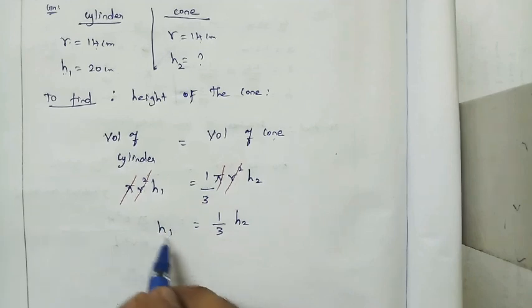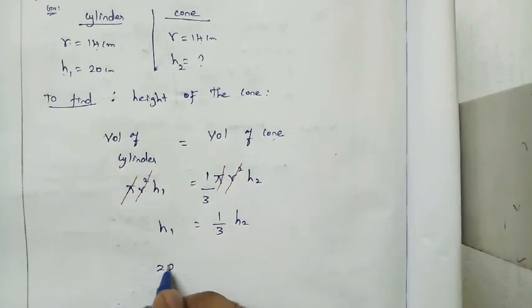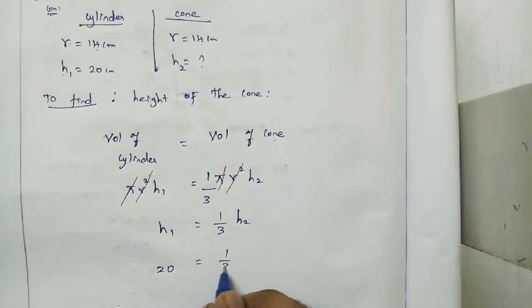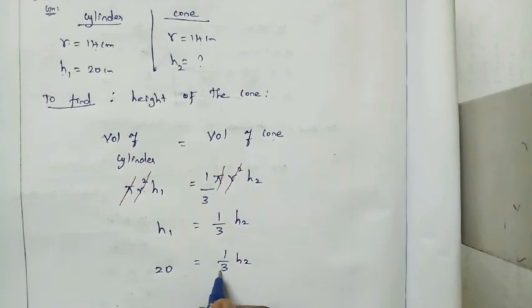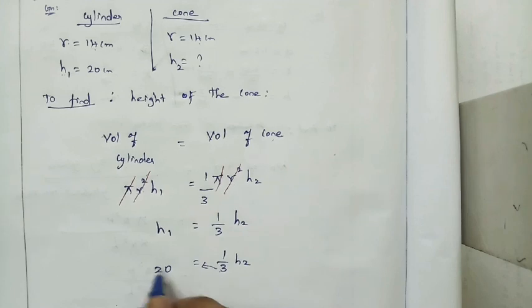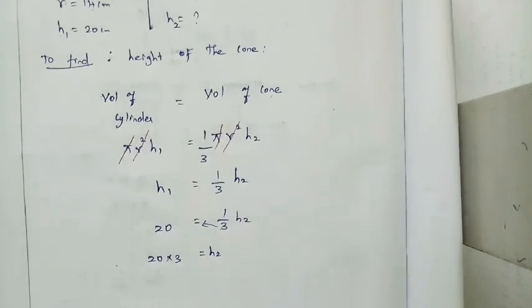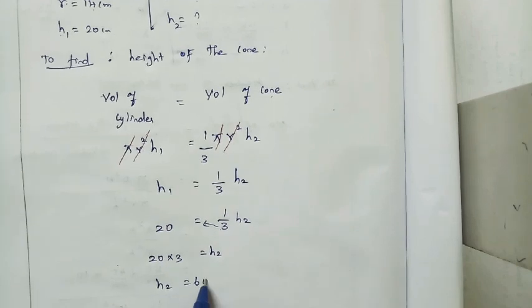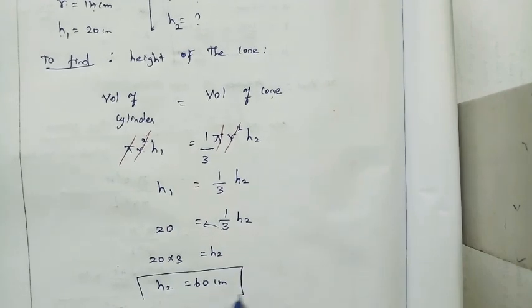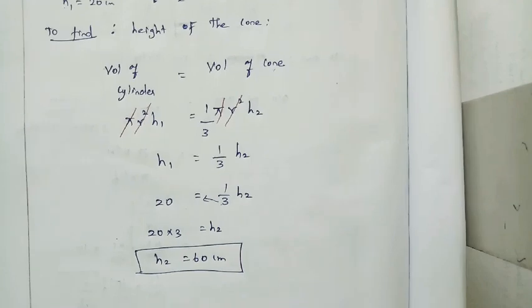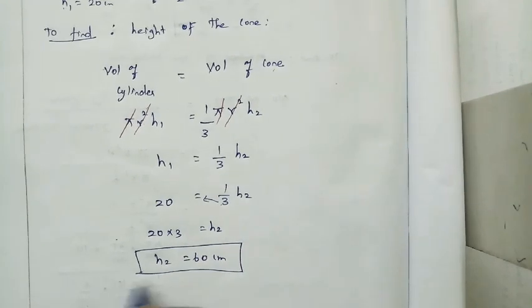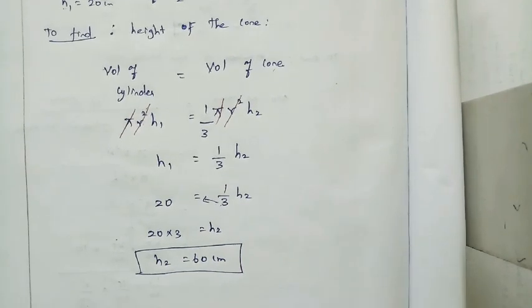Already we know the value of h1. What is the value of h1? 20 centimeter is equal to 1 by 3 into h2. Taking the 3 to the LHS, divide will become multiply, denominator goes to numerator. So 20 into 3 is equal to h2. So h2 is equal to how much? 60 centimeter. Therefore, the height of the cone is equal to 60 centimeter.